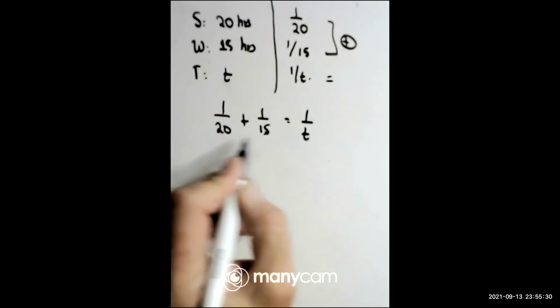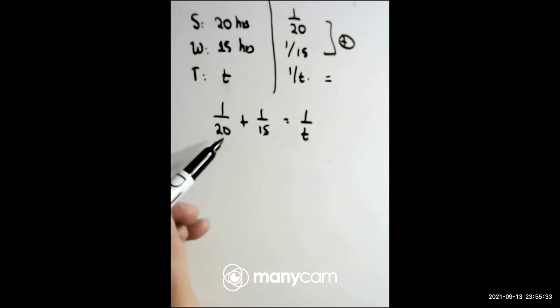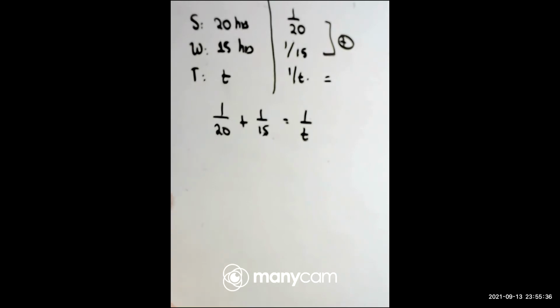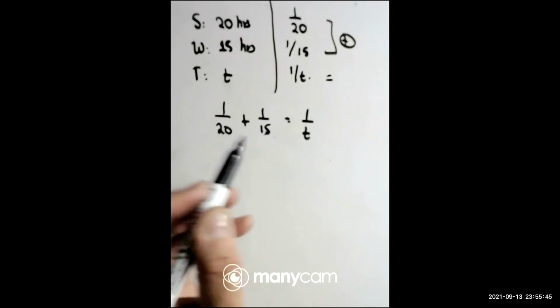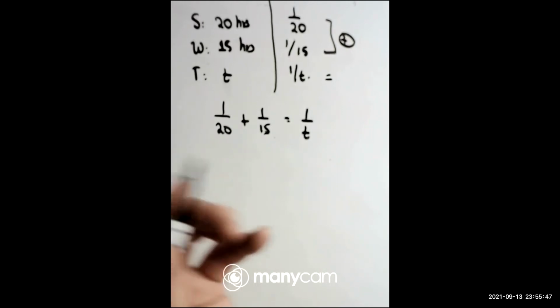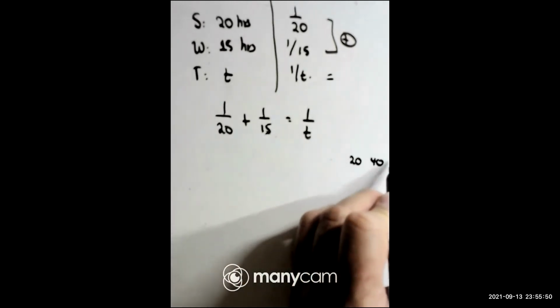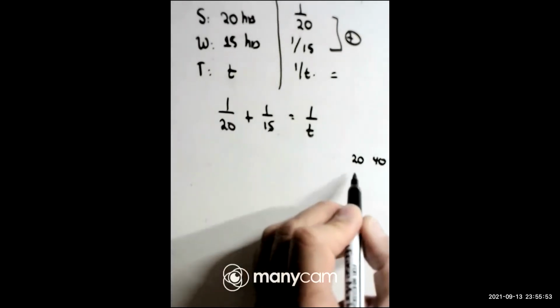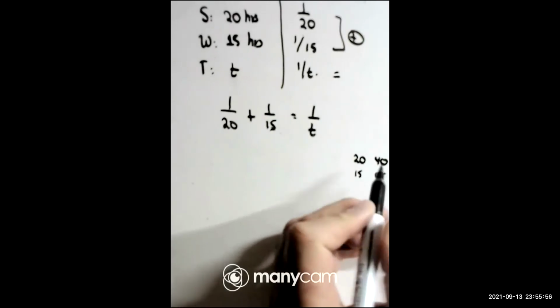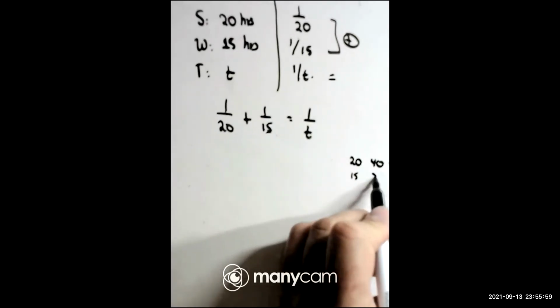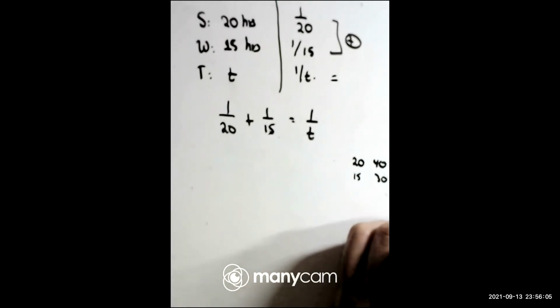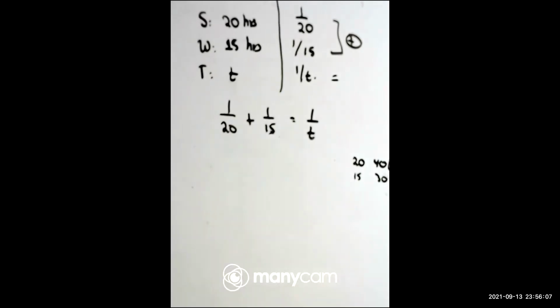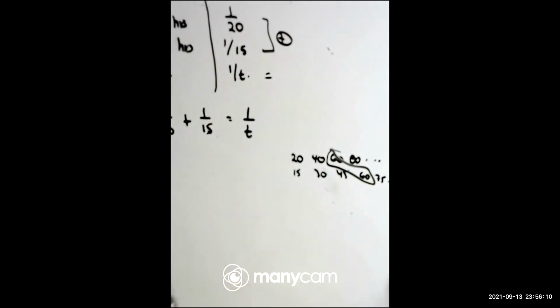What is the LCD between 20 and 15? So we can count 20 at a time: 20, 40, 60, 80, 100. 15 at a time: 15, 30, 45, 60, 75. So notice that the first number that repeats is 60. So 60 is my LCD.